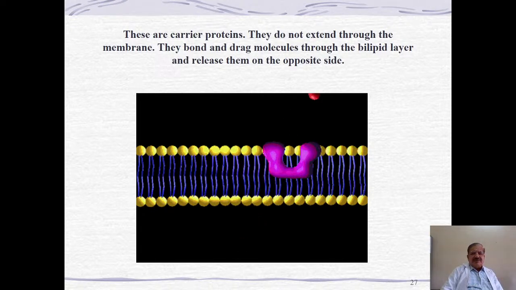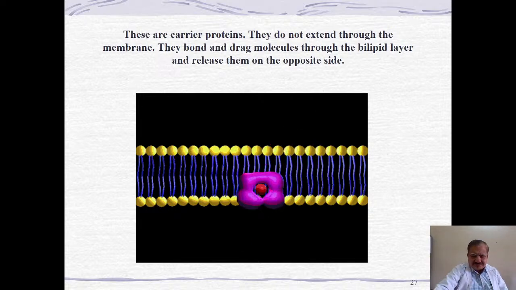These are carrier proteins. They do not extend through the membrane. They bond and drag the molecules through the bilipid layer and release them onto the opposite side. These carrier proteins only carry the molecules from outside to inside. There are no channels as such. They do not extend through the membrane. They bond and drag the molecule through the bilipid layer and release it on the opposite side, as you are seeing in the diagram.